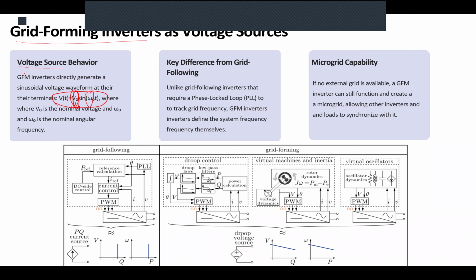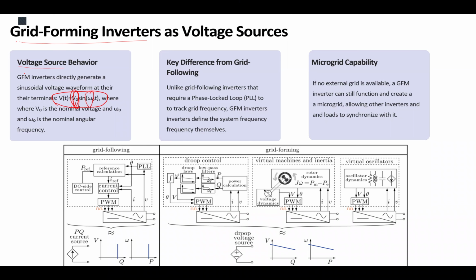The key differences, as we mentioned, are the decentralized system and not relying on a grid, meaning we don't have a PLL to find out what the frequency is. We set the frequency in GFM. And because they mandate, or set the rules for, the grid or the output, GFM are capable of running a microgrid, meaning when we don't have a strong grid to stabilize frequency and the level of voltage, GFM would stand up and solve that problem for you in a microgrid.